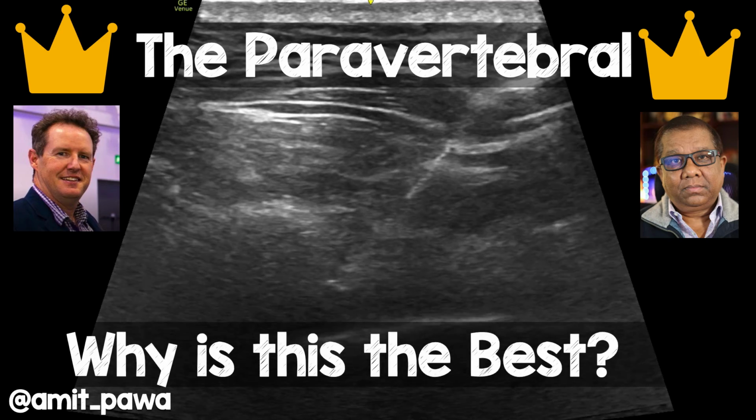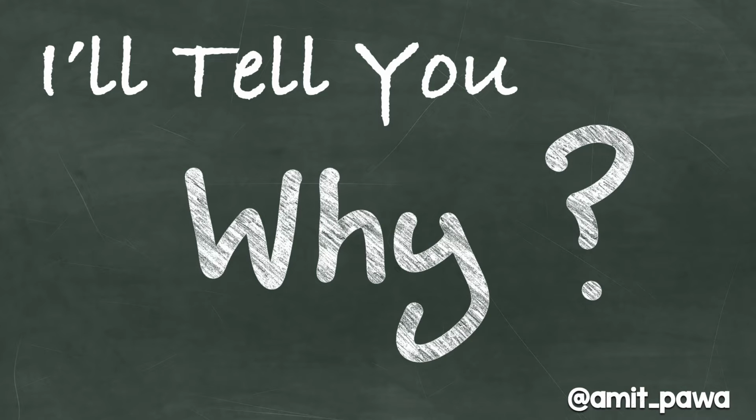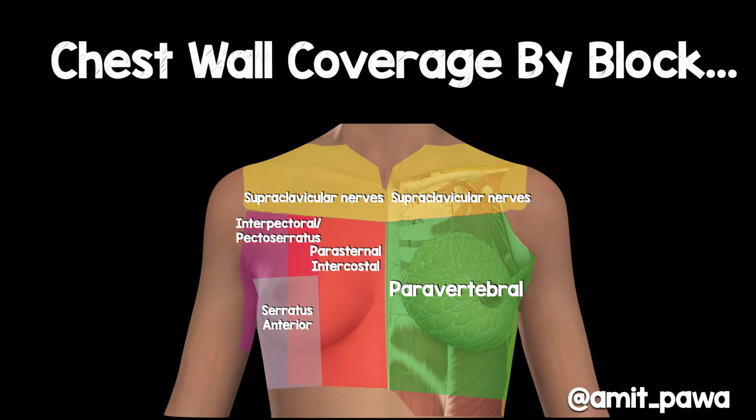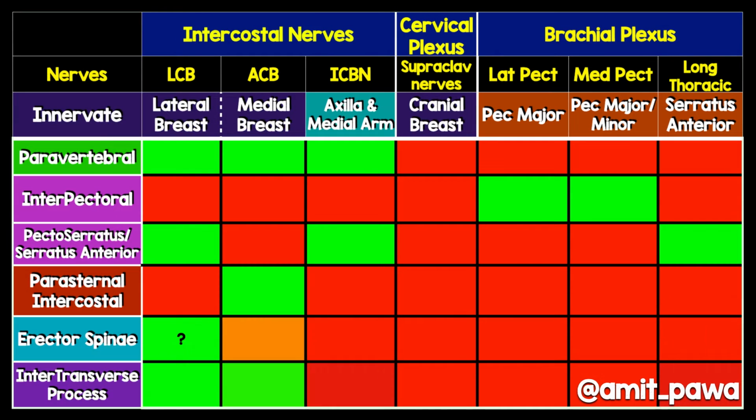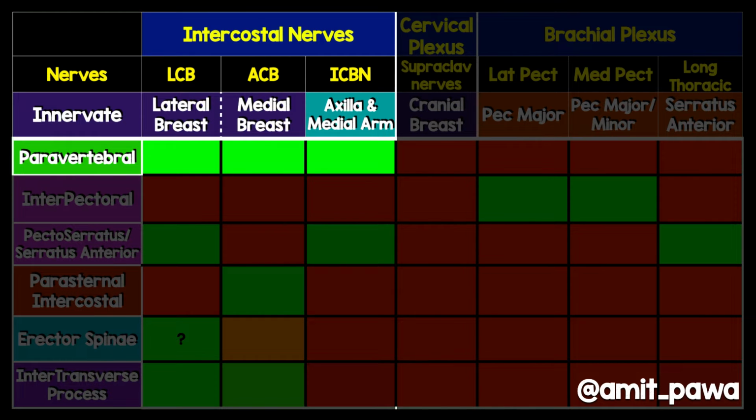But why is the paravertebral block the best for breast? Why do I think it's the best? Well, I'll tell you. If you have a look at the chest wall coverage delivered by all of the different blocks, and we look over here at this slightly complicated looking table, well, if I take out the brachial plexus component, because that's only really covered by the interpectoral and pecs serratus blocks, and then just focus on the intercostal nerves, you can see that the block that gives you the most consistent coverage is the paravertebral block.